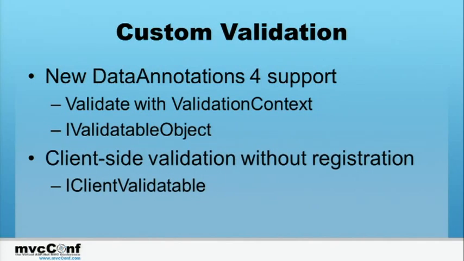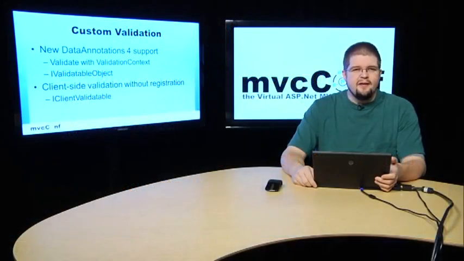But before that, one other thing to mention about MVC3 is MVC3 was the first version to target .NET 4. So when you write validation classes, you get new support based on data annotations in .NET 4. Primarily, the things that we're going to see today are validation with the validation context, and I'll talk about why that's important in the demo. But you also get support for IValidatableObject, and we've also added IClientValidatable to MVC3 to make it easier to do client-side validation without having to have an extra registration step.